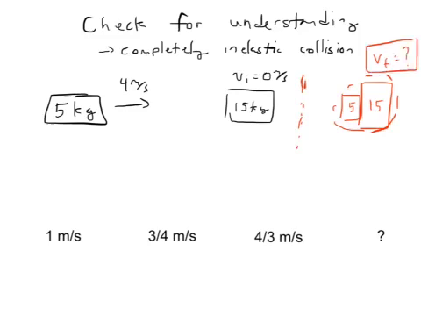Okay? And here are your 4 options: that it's going that speed, this speed, here, or you have no idea. Why don't you click on the answer that you think it is?